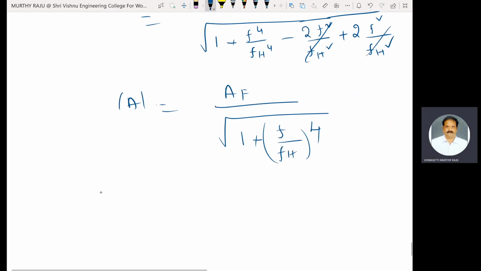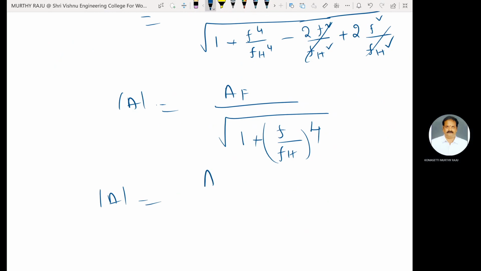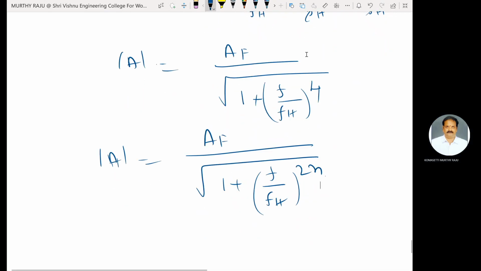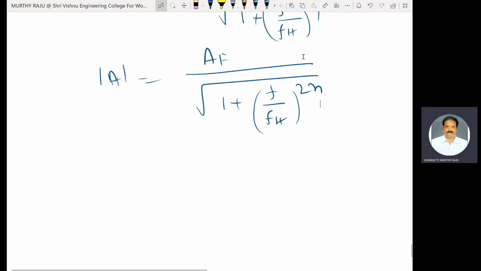For nth order filter, the magnitude function is A_F by square root of 1 plus (f by f_H) whole power 2n. For n is equal to 1, first order Butterworth low pass filter, A_F by square root of 1 plus (f by f_H) whole square. For n equal to 2, 2 into 2, 4: A_F by square root of 1 plus (f by f_H) whole power 4. This is the magnitude function.